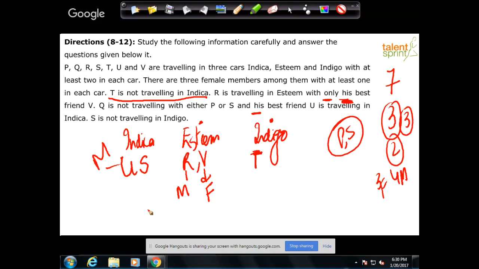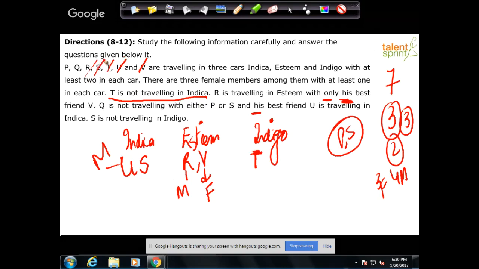T is not traveling in Indica. We've managed to place T, we have managed to place R, we have managed to place U, and we have also managed to place S. Now we know P and Q.